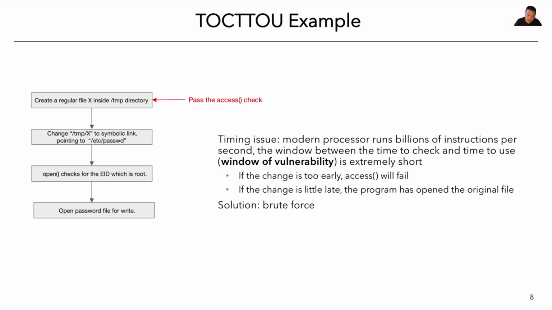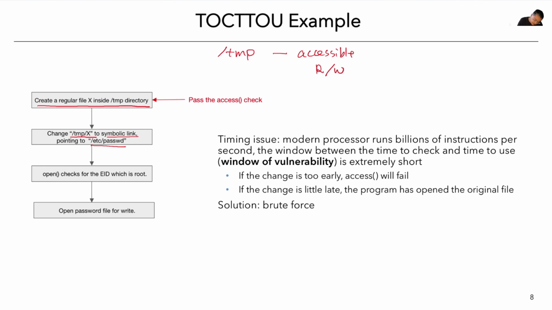So here is how to attack the previous example. We can create a regular file inside the temp directory. The temp directory is a very interesting directory. It's accessible to everyone on the system. It means that it can be read and written by everyone on the system. But what if you create a temporary file and somebody else deletes it? We're going to talk about this later, okay? So we create a regular file x inside the temp directory. Then we change /tmp/x to a symbolic link pointing to /etc/passwd.